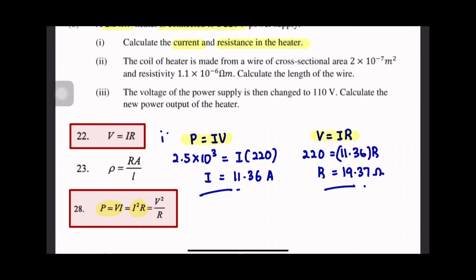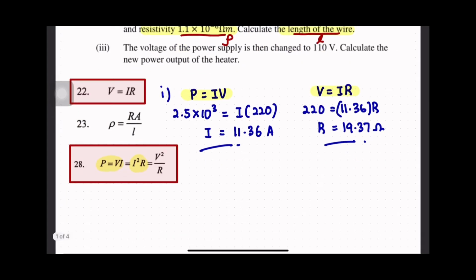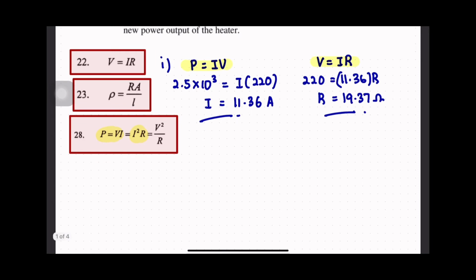Okay, number 1 Roman. Then next, proceed to number 2. The coil of heater is made from the wire of cross-sectional area 2 times 10 to the power of negative 7 meter square and resistivity is 1.1 times 10 to the power of negative 6 ohm meter. Calculate the length of the wire. So, dalam soalan ni, dibagi yang ni adalah area. And then this one, dia bagi resistivity, rho. Dia suruh cari length of the wire. Okay, so tak ada formula lain yang kita guna adalah formula berkaitan dengan resistivity. Formula 23.